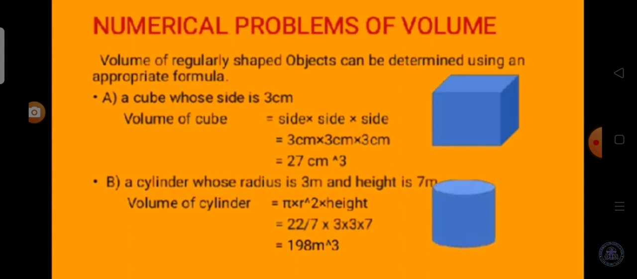The next problem is a cylinder whose radius is 3 meter and the height is 7 meter. The formula for the volume of a cylinder is pi r square h. Now we substitute the values for the height and the pi. So the answer will be 198 m cube.